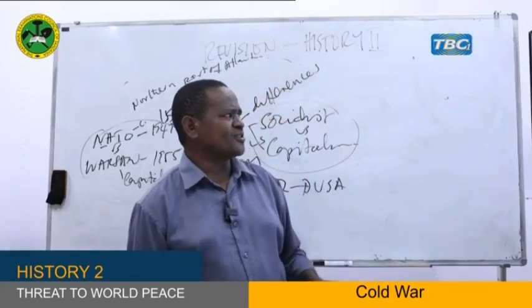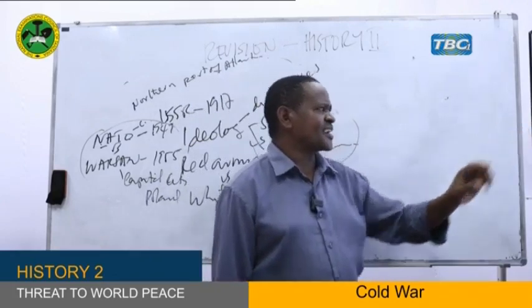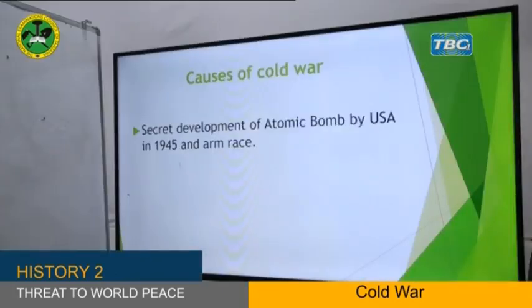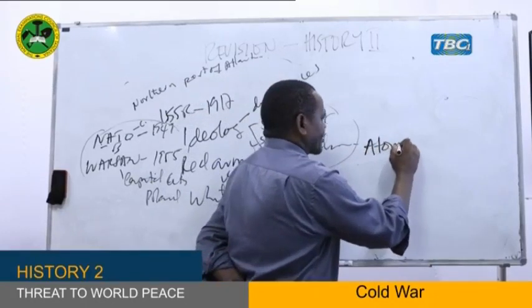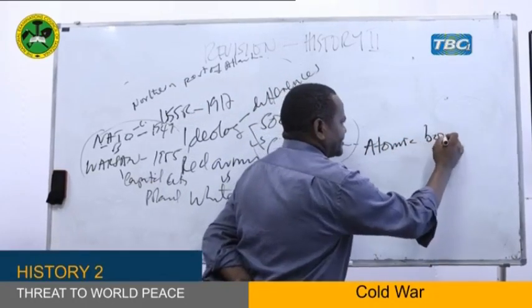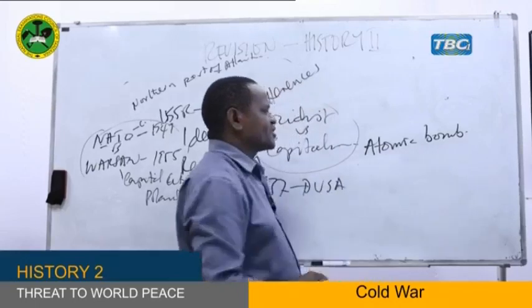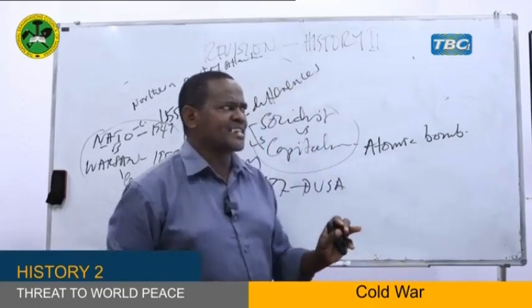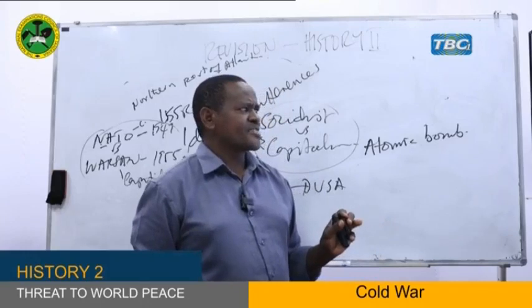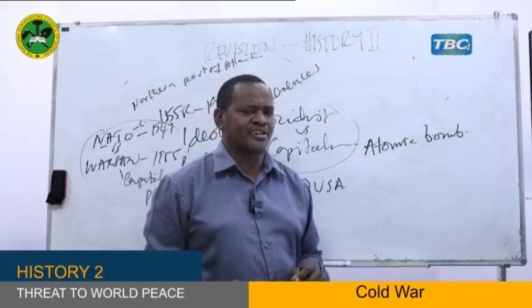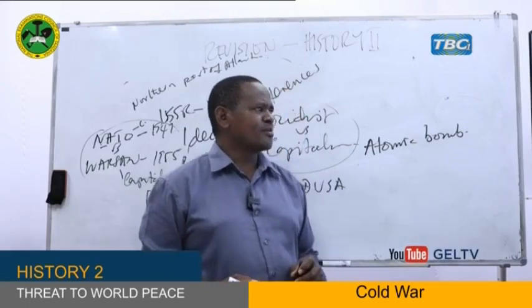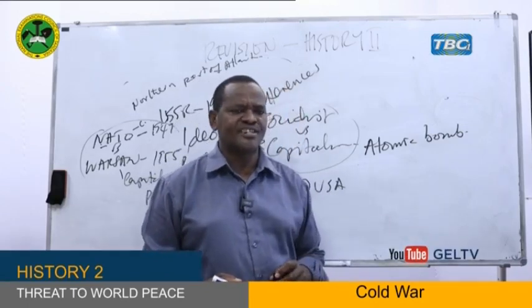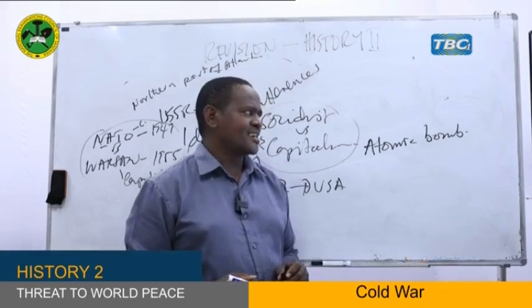My dear students, let's now go to another cause, which is the secret development of the atomic bomb by the USA and the USSR. The United States of America developed an atomic bomb, and this development was done secretly. In fact, the Americans were undertaking a project called the Manhattan Project, which intended to develop the atomic bomb which was later used in Japan at Hiroshima and Nagasaki.